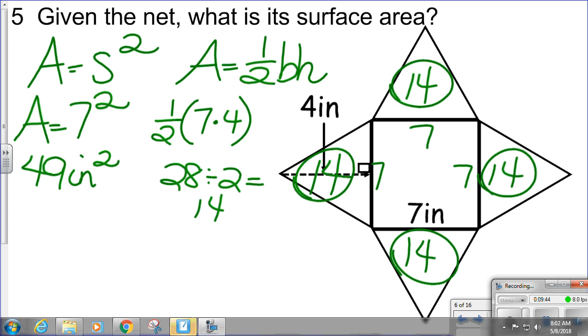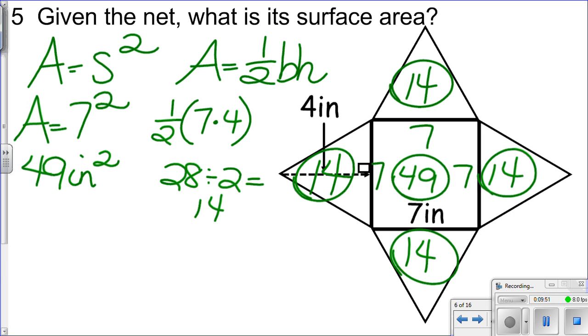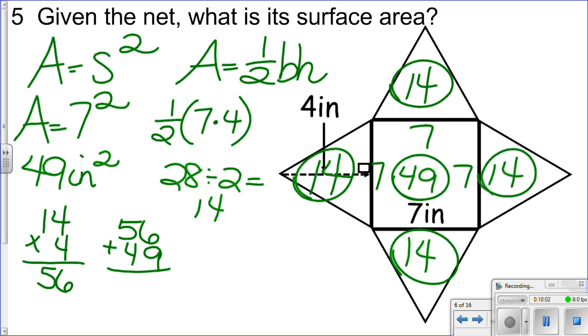And then the center was 49. What will I do with all those answers? Add them up. So 14 plus 14 plus 14, I can do 14 times 4. 56 plus 49, 105 inches squared.